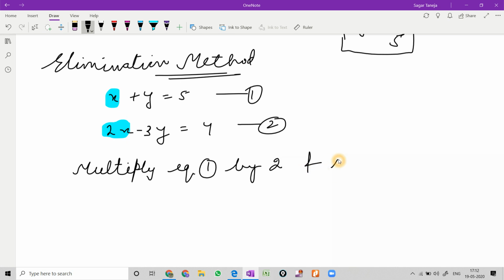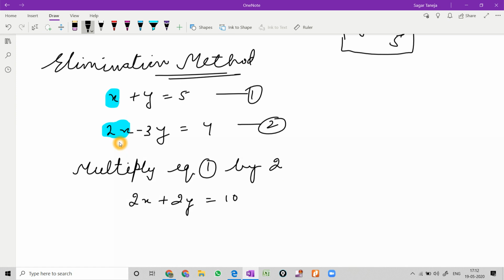And let me multiply first of all. So I am multiplying 2x with this, also 2y, and with 5 also we have to multiply by 2. This is 10. So 2x plus 2y is equal to 10. This is the first equation we have multiplied by 2.